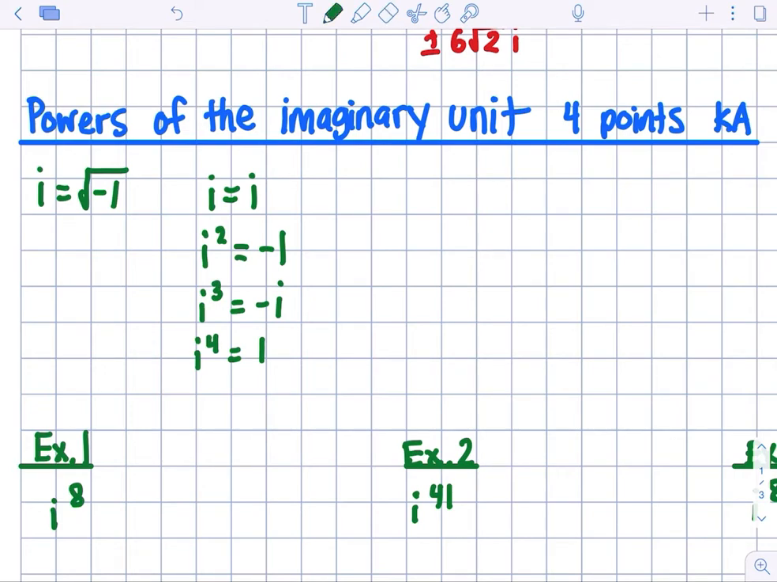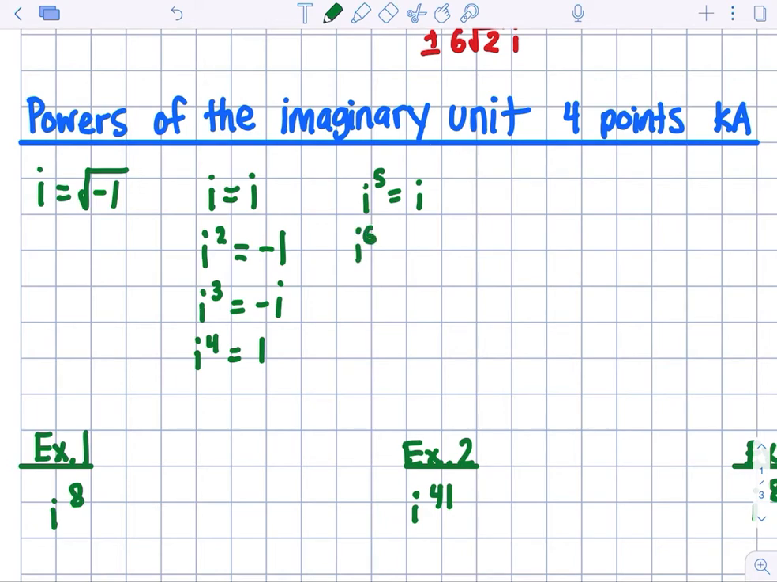So watch. If you have i to the fifth, how do we get i to the fifth? Using any of these, that would be i to the first times i to the fourth. We know i to the first is just i, but what's i to the fourth? 1. So this is just going to be equal to i. So i to the fifth is just i.